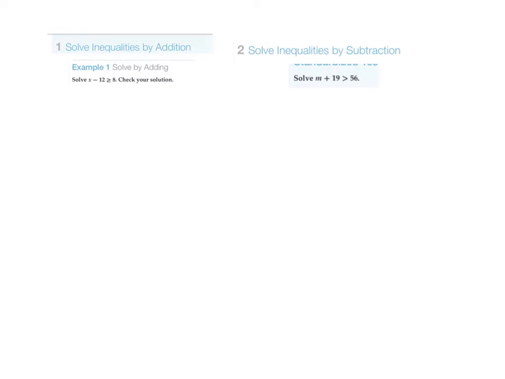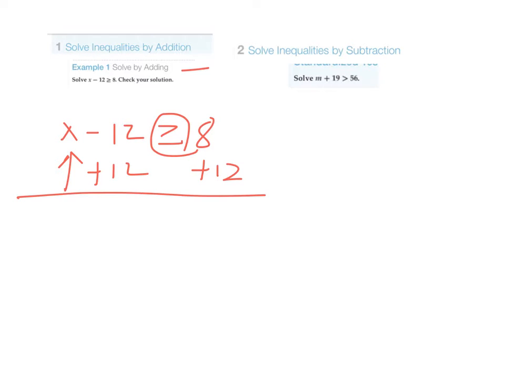To solve by adding, we're going to look at our inequality as if it were an equal sign. And we're looking at what's going on with the variable. The variable has a subtraction, so we're going to do the opposite and add. So we add to both sides, and we get x, that's 0. The inequality stays the same as if it's equal, and then we add, which is 20. So our answer then is x greater than or equal to 20.